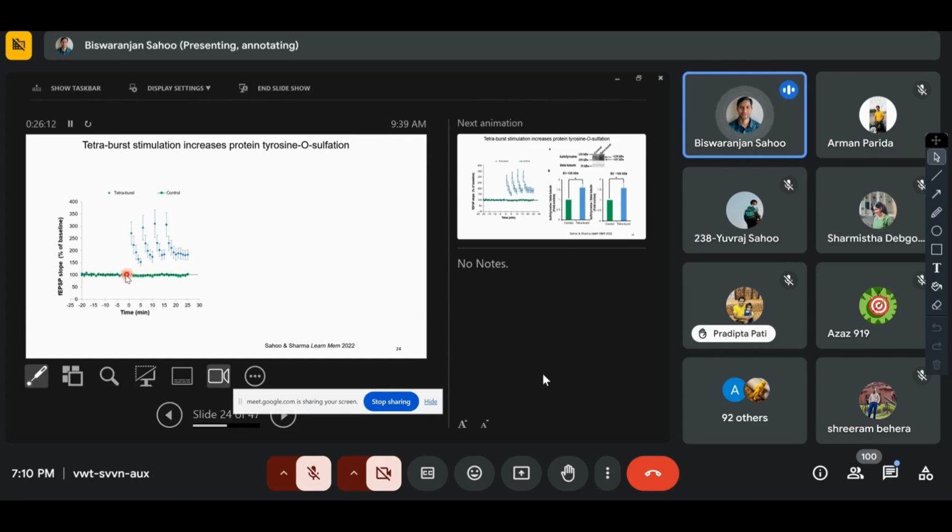Okay, the green is the control, and the blue is the stimulated, the LTP. So there are two groups of slices. One group of hippocampal slices, the control, are not stimulated at all. They were just incubated in ACSF, artificial cerebrospinal fluid, for 45 minutes.